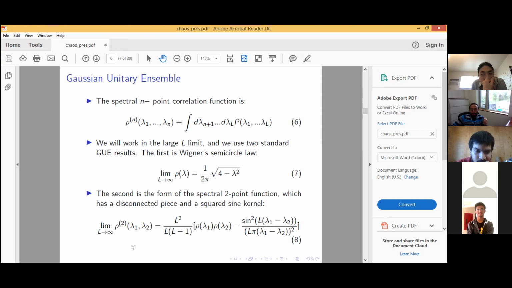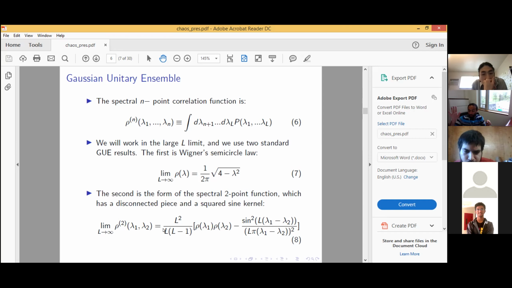So the first term, rho lambda 1, rho lambda 2, says there is no correlation. This is the disconnected piece, right? The rest is normalization. Sorry, I'm a little bit confused. You've taken L to infinity, which means that term is just 1, right? L squared over L times L minus 1. You're right. Is that an exact result for all L? Maybe, I'm not quite sure.